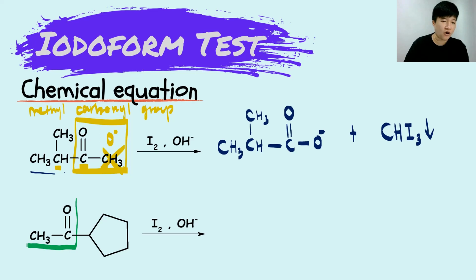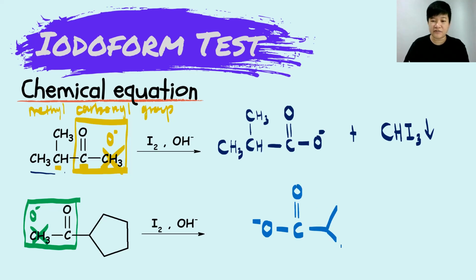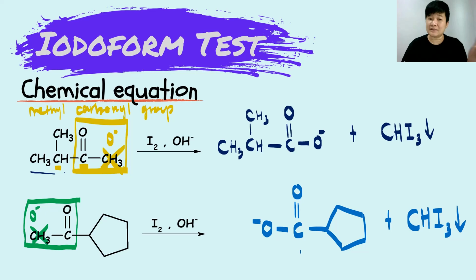Another example over here, same thing. We only focus on your methyl carbonyl group. So having this methyl carbonyl group, the same thing again. CH3 removed, replaced by O minus. And the rest of the group shall remain the same. You have your O minus replace the CH3. The C double bond O remains unchanged. The 5 carbon ring remains unchanged. And also forming a byproduct CHI3 precipitate, your pale yellow precipitate. And that is your iodoform test.